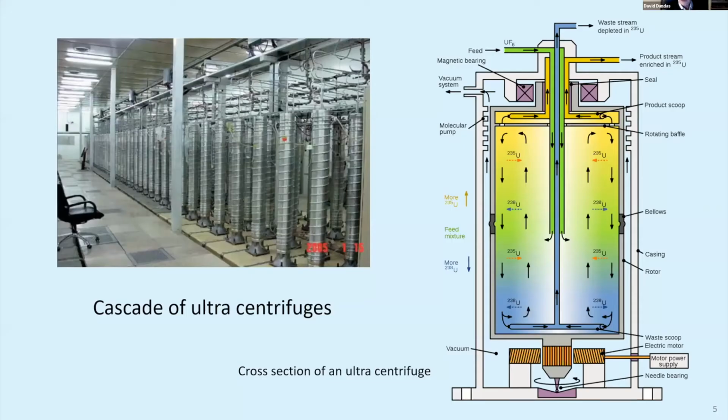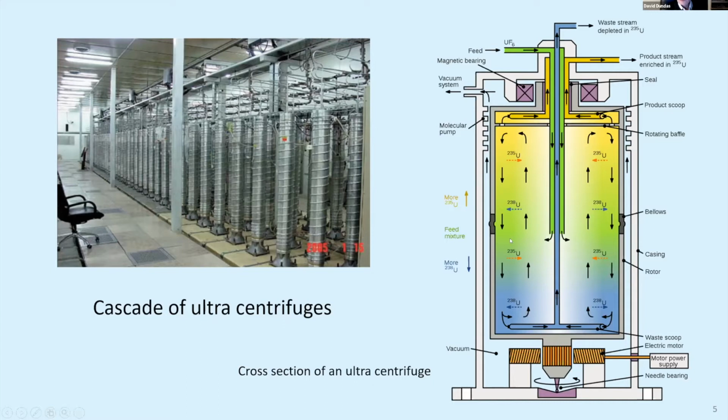And the gas is passed through a real cascade. You can see them on the left here, a long line of them, one after the other. The output of one goes into the input of the next one. On the right, you can see a diagram of how an ultracentrifuge works. First point to note is this thing is running at very high speed, something like 50,000 revolutions a minute. The uranium fluoride gas comes in the top, and travels right the way down to the middle.